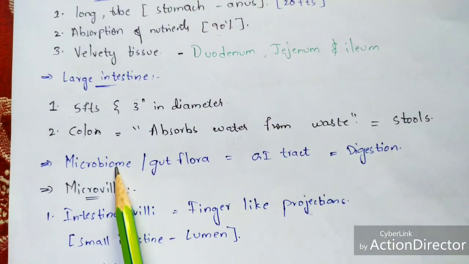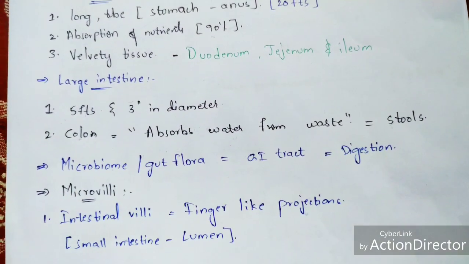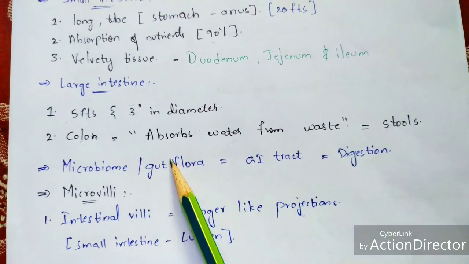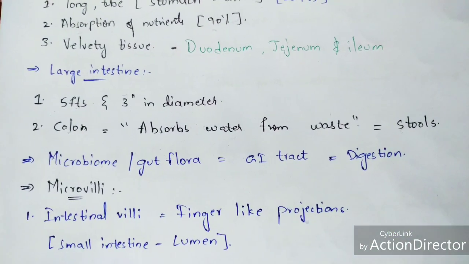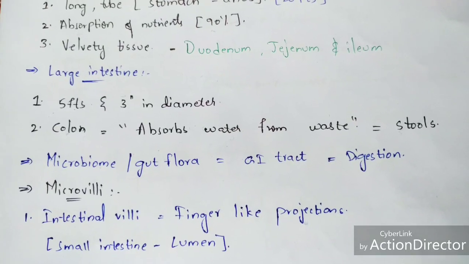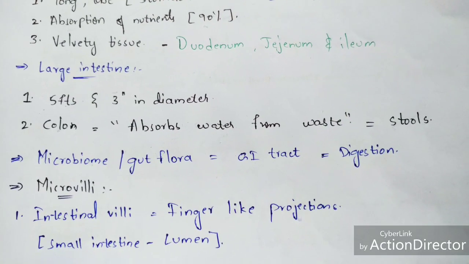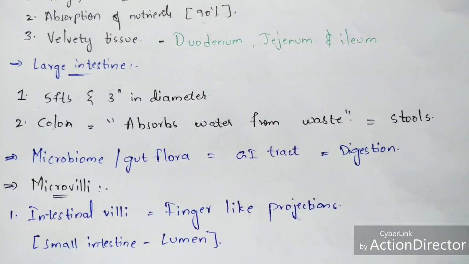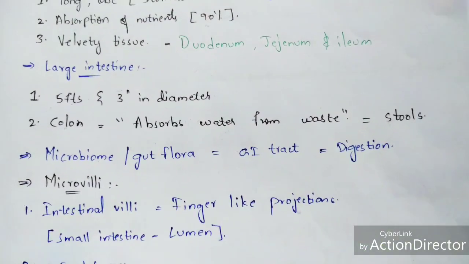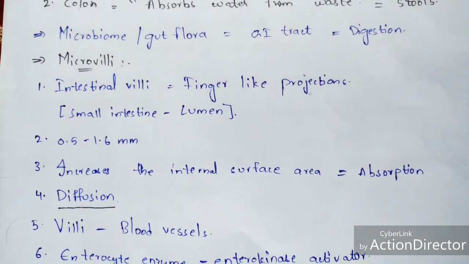One of the important things you have to remember is the microbiome. The microbiome is also called gut flora, and it consists of bacteria or microorganisms which play a major role in digestion. These microorganisms are present in, or regulated from, the gastrointestinal tract.